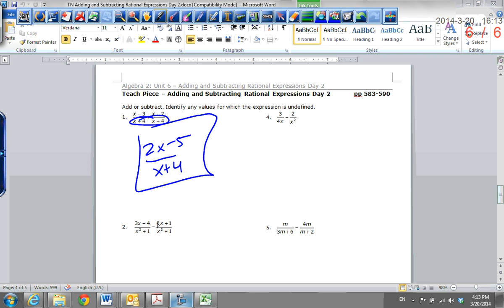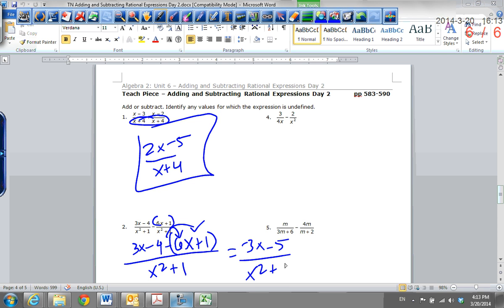So on number 2, we got subtraction. Be sure you put this part in parentheses. So you got 3x minus 4 minus (6x plus 1). The only reason why I say to put that in parentheses is so you remember that you have a negative sign and you distribute that there. So you got 3x minus 6x, it gives you negative 3x. Negative 4 minus 1, it gives you negative 5. And that's it. Anytime you have the same denominator, life is easy and simple.